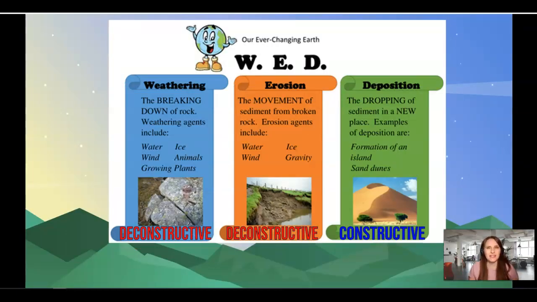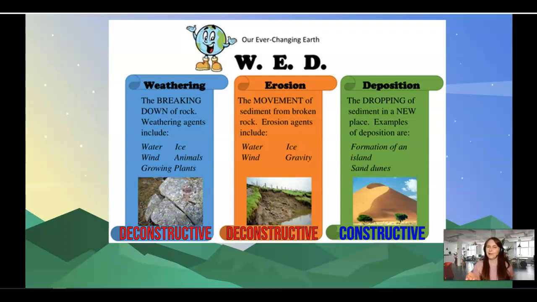Something that we need to keep in mind is weathering, erosion, and deposition go together. It's kind of a process. You can remember the phrase WED, W-E-D, for weathering, erosion, deposition, because that's the order that it happens in. Typically, weathering and erosion are deconstructive. That means that they are tearing down or breaking or destroying some sort of land. We've got weathering, which is actually the breaking down of rock. We've got erosion, which is the movement of rock. And we've got deposition, which is the dropping of rock.